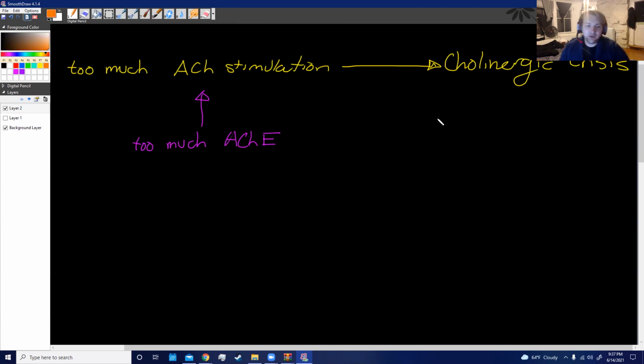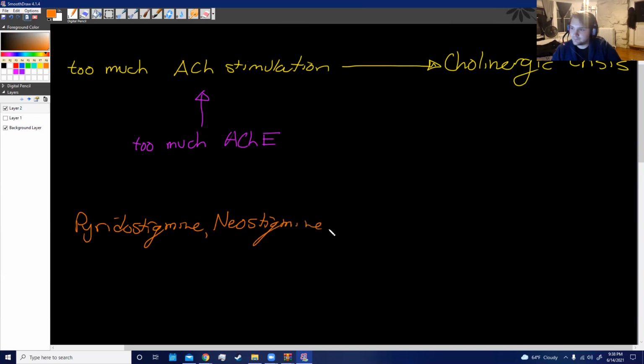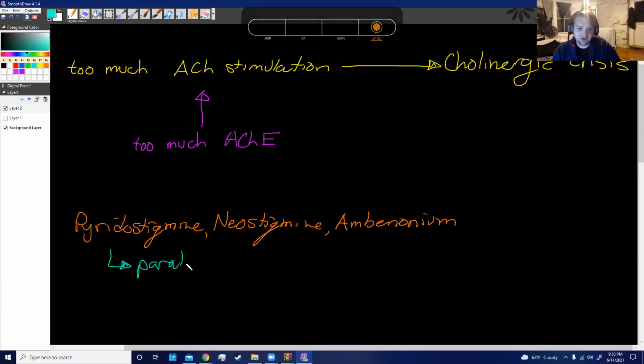Because while we can use drugs like pyridostigmine, neostigmine, and ambenonium to increase our acetylcholine, one of the big uses for them that we're going to see is to cause paralysis.